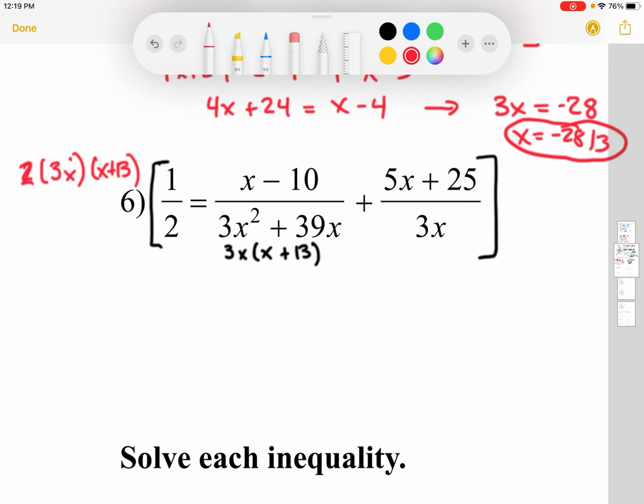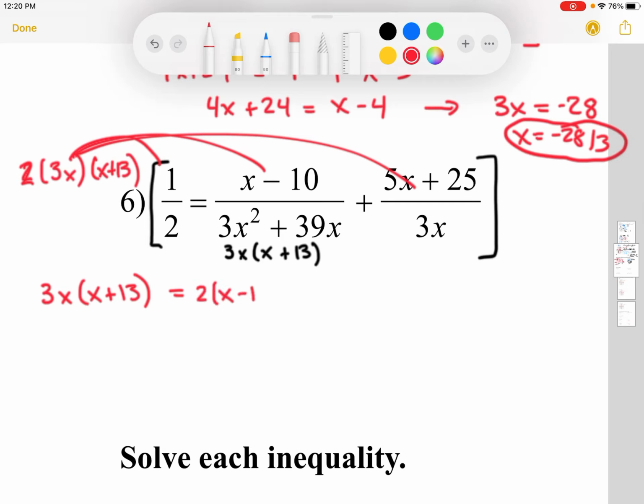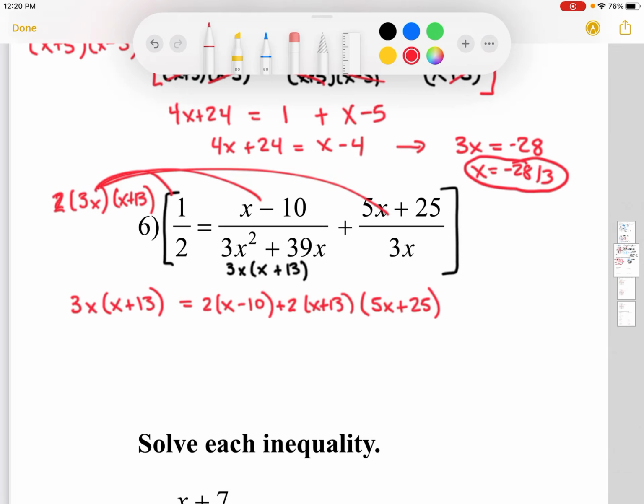And so when we distribute to each term, for the first term, the 2 is going to cancel. So we get 3x times x plus 13 is equal to, for the second term, the 3x and the x plus 13 cancel. So we get 2 times x minus 10. And for the third term, the 3x cancels. So we get plus 2 times x plus 13 times 5x plus 25. Whew. All right, so this is going to turn into a quadratic formula problem, I'm pretty sure.